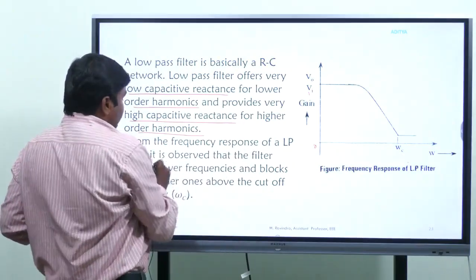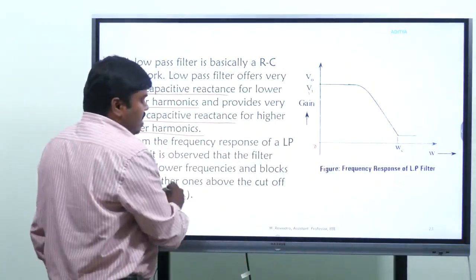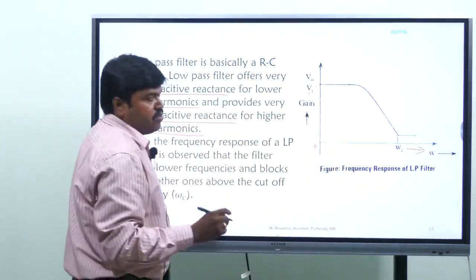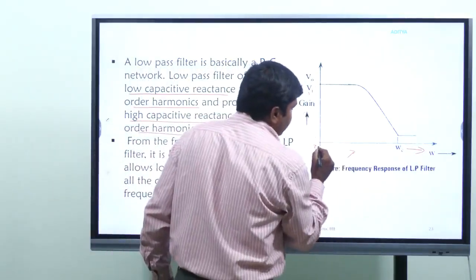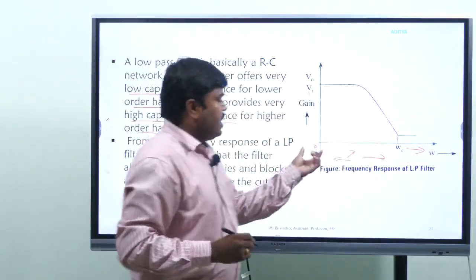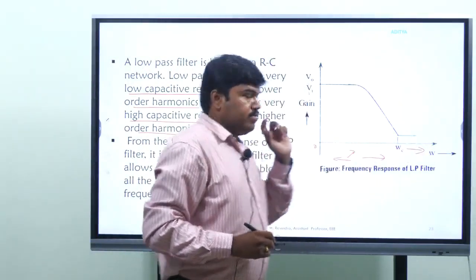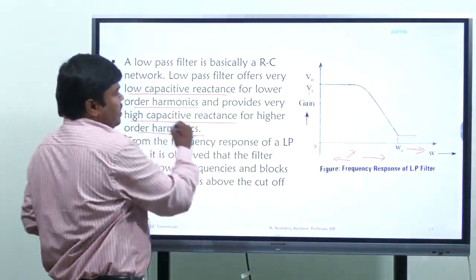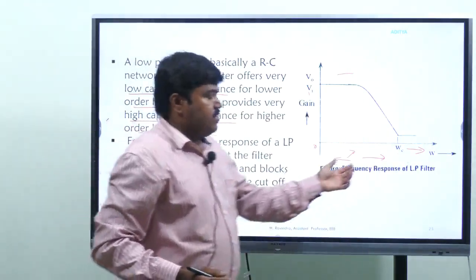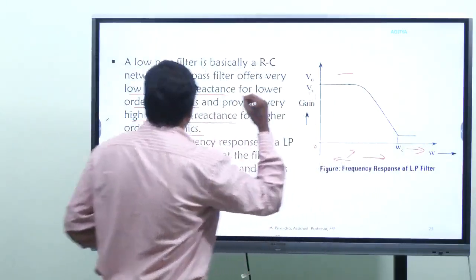From the frequency response of the LP filter, it is observed that the filter allows lower frequencies and blocks all the ones above the cutoff frequency. That means above the cutoff frequency, it blocks. It allows only the frequencies between 0 and WC, the cutoff frequency, and blocks the frequencies above WC. This is about the low pass filter. And this is the frequency response of the LP filter, drawn between gain and frequency. Okay. And WC is noted as the cutoff frequency.